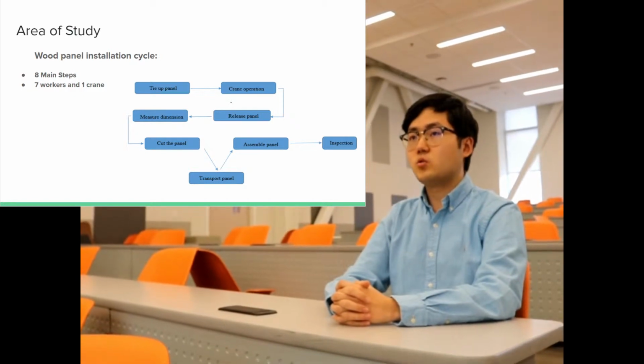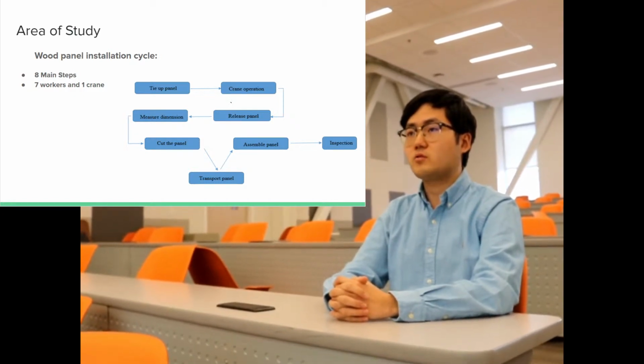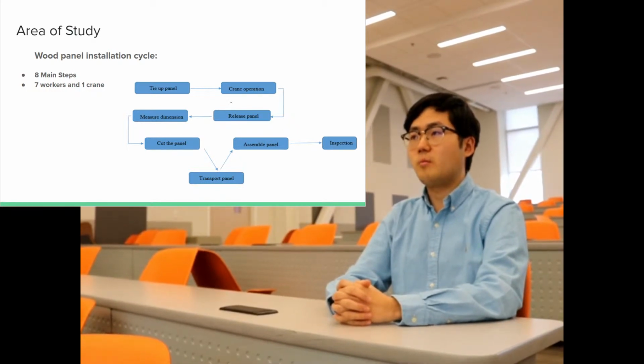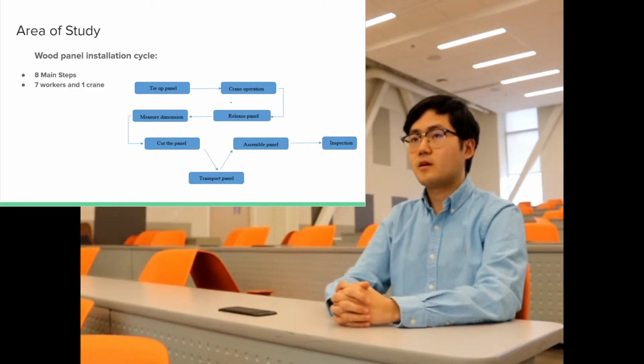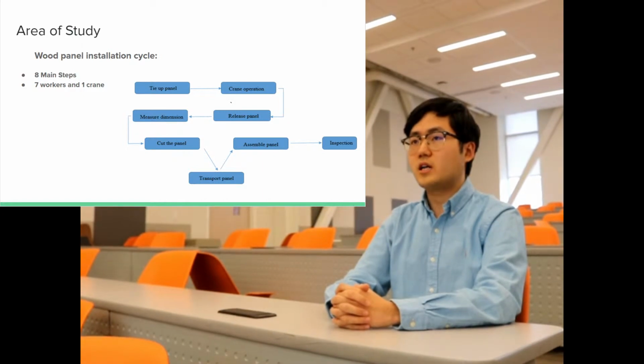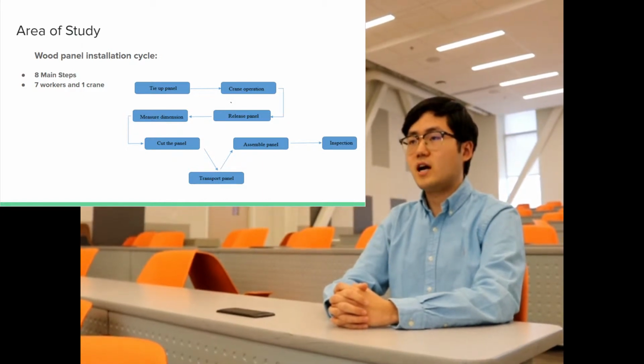After this, 2 workers will release the panel from the crane to the ground, and when the panel is on site, 1 worker will measure the needed dimension, another worker will cut the panel and transport it to the assemble location. And then 1 worker will assemble the cut panel to the correct location, and then the foreman will do the inspection at the end of this working cycle.